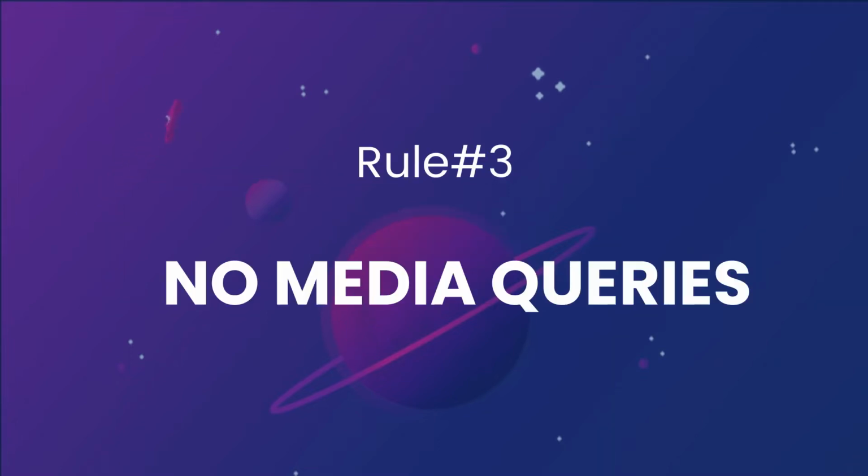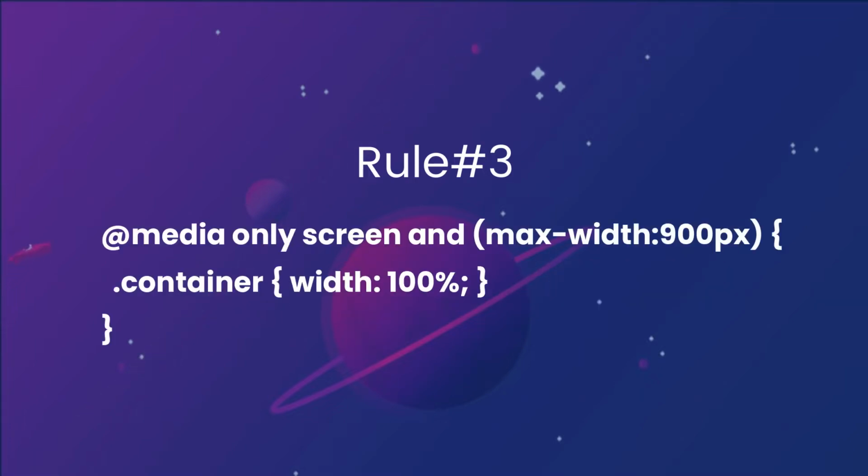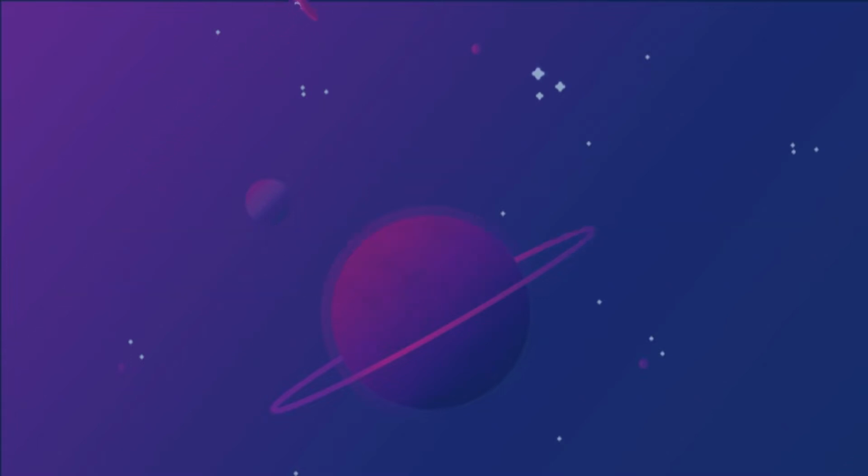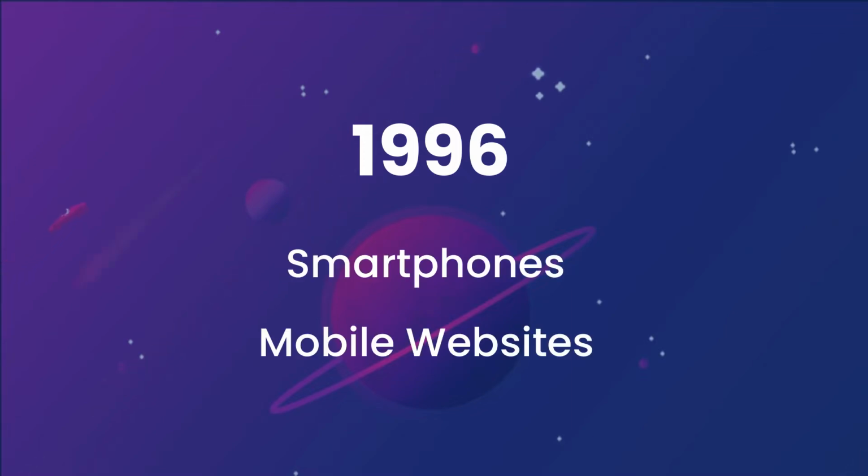Rule number 3. No media queries. With media queries, we can change the layout of the page depending on the screen size. And this is how today we can easily decide what the page will look like if it's, for example, lower than 900 pixels. So it's not going to work. I also wanted to mention that it's 1996 and we don't have smartphones and mobile websites are not a thing yet.